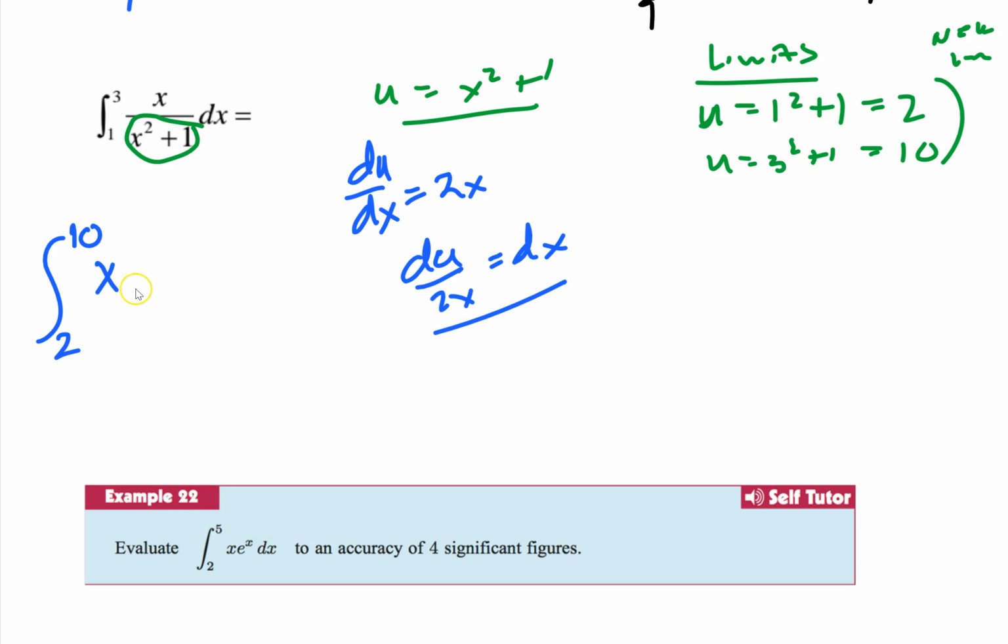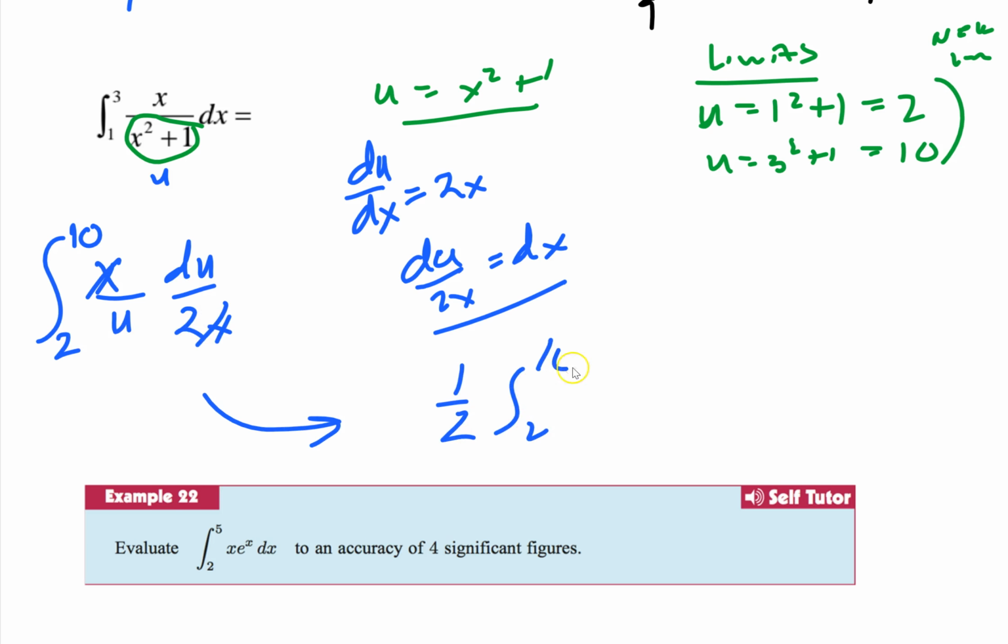I have x over u, because that's a u, times du over 2x. That's a little messy, but remember what happened was I changed my limits, so 1, 3 became 2, 10. It was x over u, and then that dx turned into du over 2x. The x's cancel. As always, you can pull out the fraction if you want. So 1/2 integral of 2 to 10 of 1 over u du.